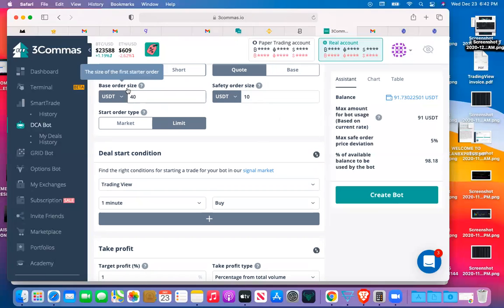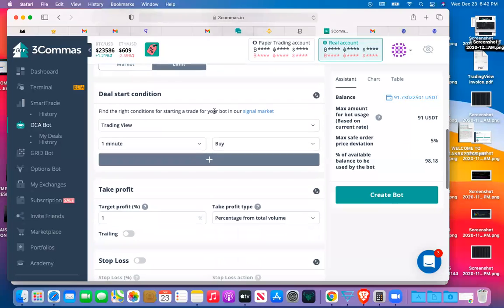What do you mean by base order size? Look at what it says: the size for the first starter order. That is, your order will start trading with this amount. Now, safety means when there's a drop in the price of the coin, that is the amount it is going to buy. So always leave your market in that start order type on limit.